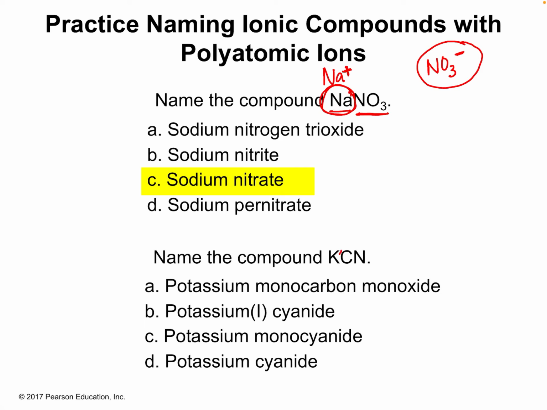So this one, KCN, so our K is our potassium, and so we need to know what is CN. We also know potassium is a 1 plus, which means that CN must be a 1 minus, so CN 1 minus is cyanide. Sorry, giving the game away.